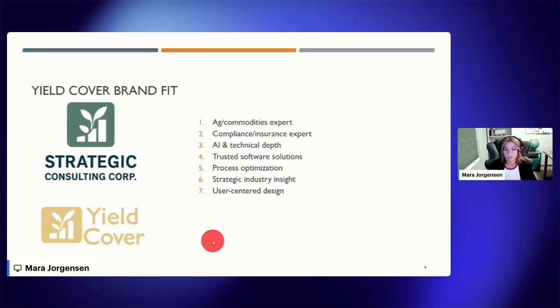We have AI and technical depth to actually execute this. We have developed many trusted software solutions, which are utilized by agricultural, commodities, and logistics organizations. We're familiar with process optimization. We have a lot of industry insights in the agriculture space, which can help to back up the presumptions of Yield Cover. And we want to be user first in our design, because we know that farmers will want to be utilizing this on their phone, on the go, in a very tight time window in the spring when they need to engage with this product.